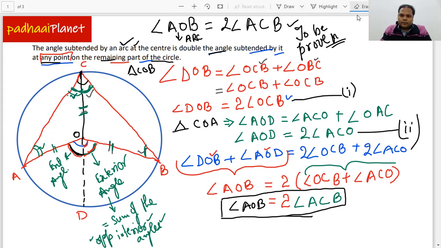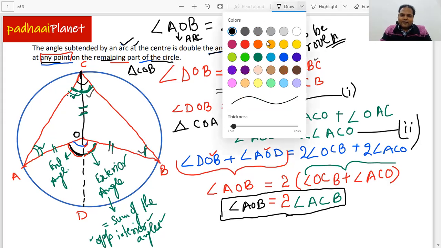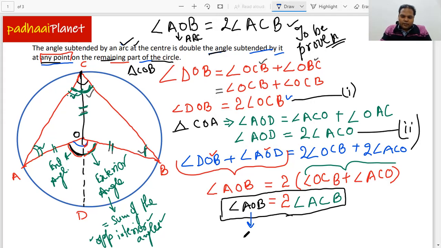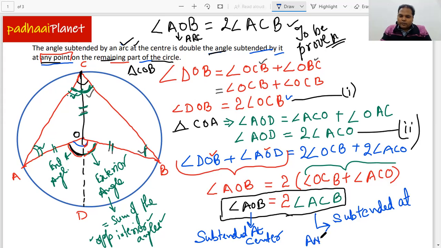And yes, finally got it right. And angle AOB is nothing but the angle subtended at the center, and this is subtended at any point on the remaining circle.